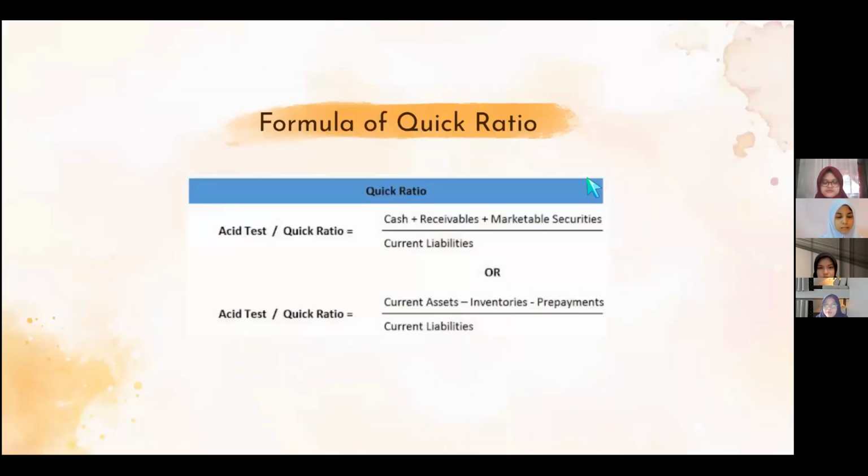As for the formula of the quick ratio, it is the cash added by receivables and marketable securities and divided by current liabilities, or it also can be calculated by current assets minus or deducted by inventories and deducted by prepayments and divided by current liabilities.